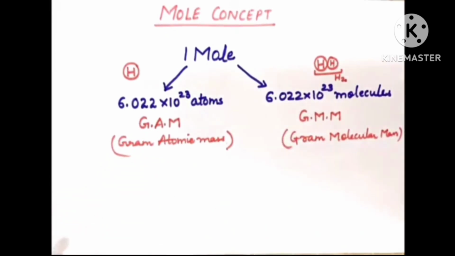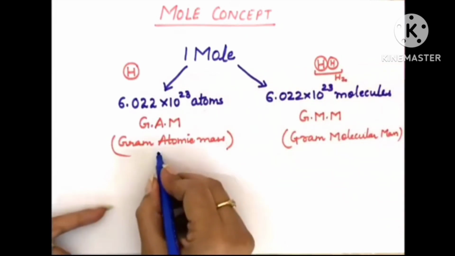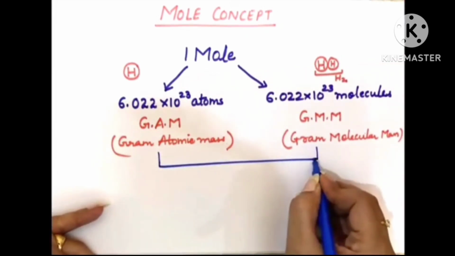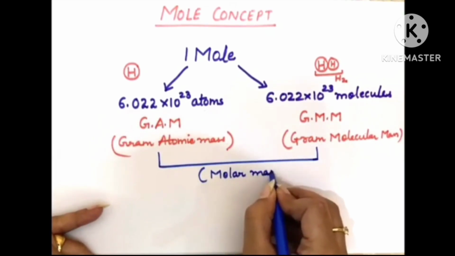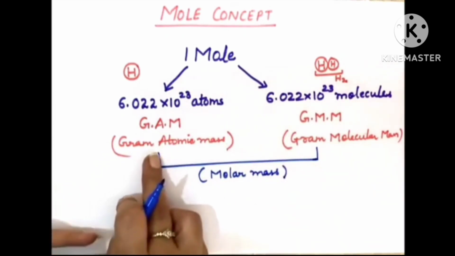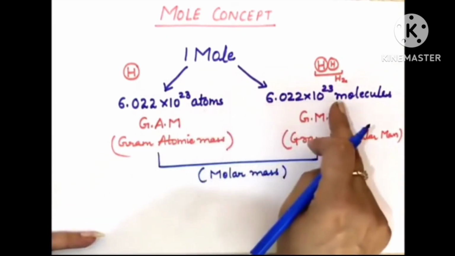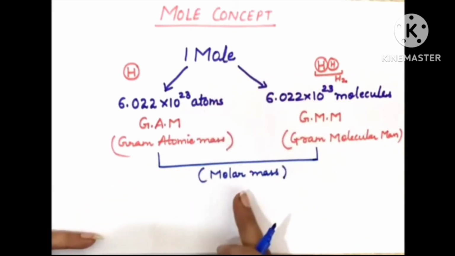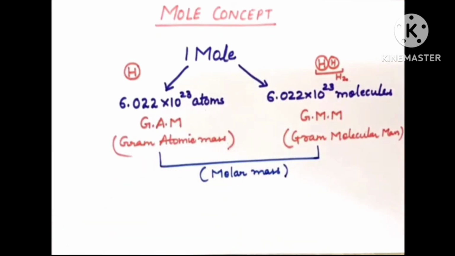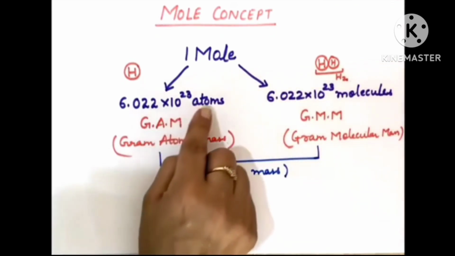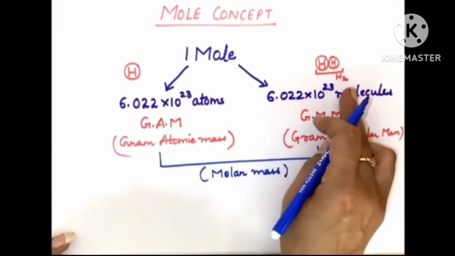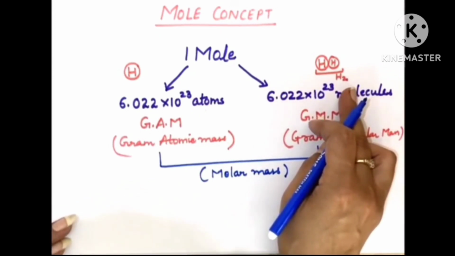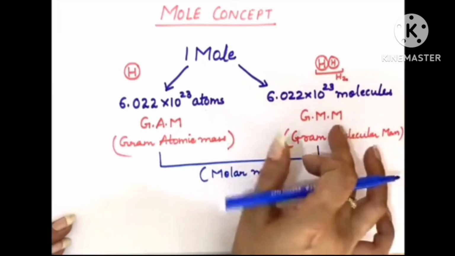Together these two, gram atomic mass and gram molecular mass, we can combine and use one term for them, that is called molar mass. That means if it is the mass of these many atoms or molecules, or 1 mole, then we will call that molar mass, and the unit for that is gram. But if in place of these many atoms or molecules, I am just taking 1 atom of hydrogen or 1 molecule of hydrogen, then that is not called gram atomic mass or gram molecular mass.